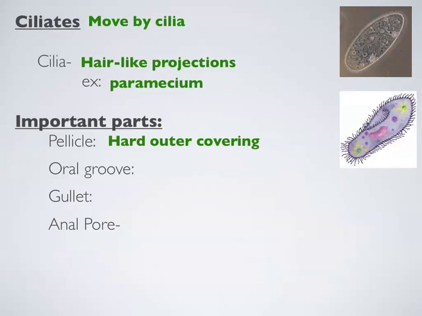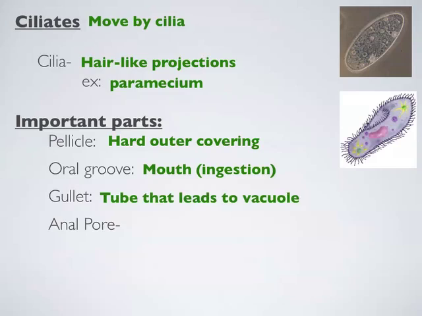Instead, the paramecium has this little indentation called the oral groove. You could compare it to a mouth. This oral groove has cilia which guide food particles in, down here. And then that leads into a little tunnel into the paramecium. It's called its gullet, a tube that leads from the oral groove into the paramecium.